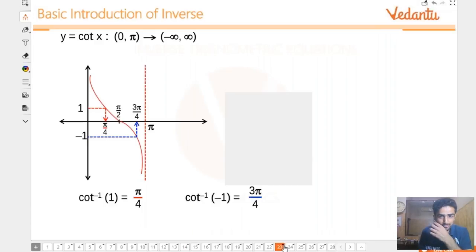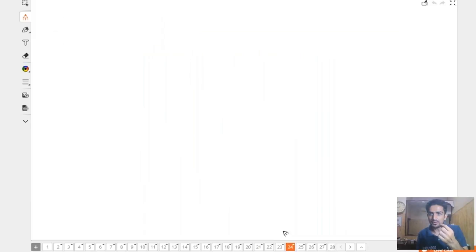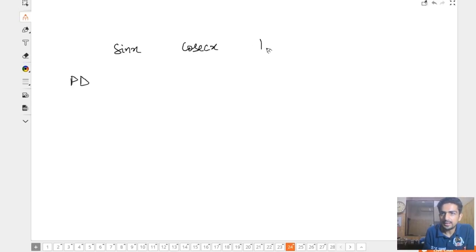Before I start the next part, I need to tell you one very important point. That principal domain of sin x, cosecant x and tan x are almost similar.